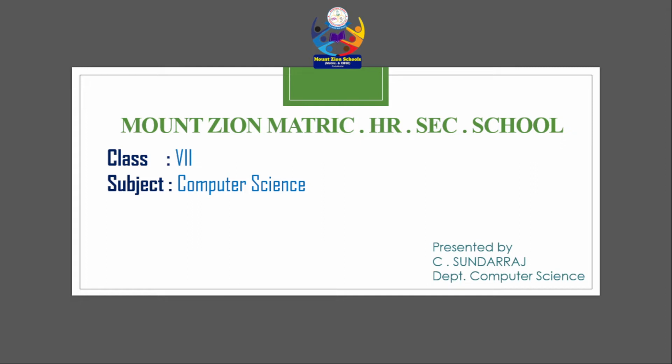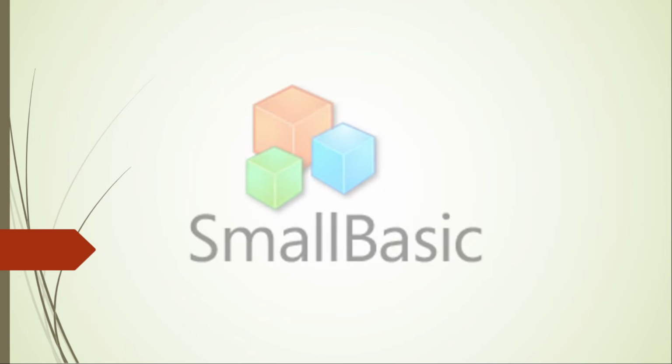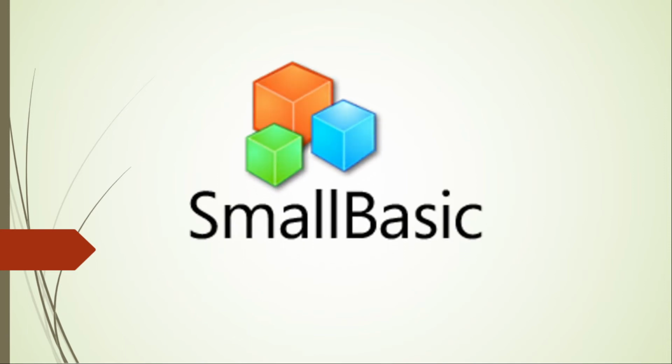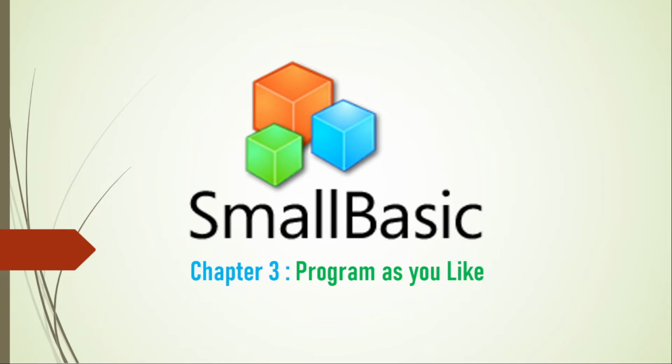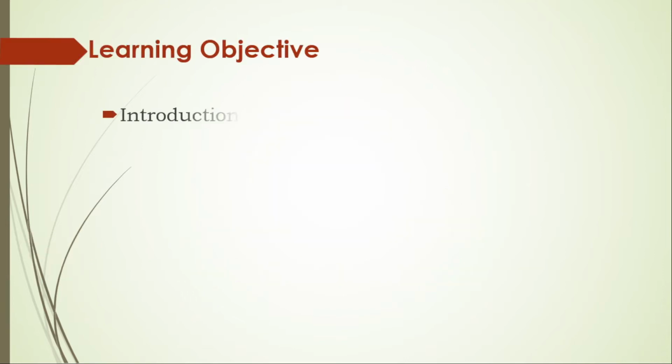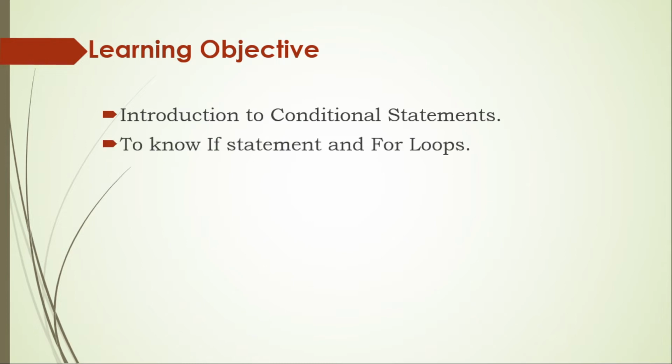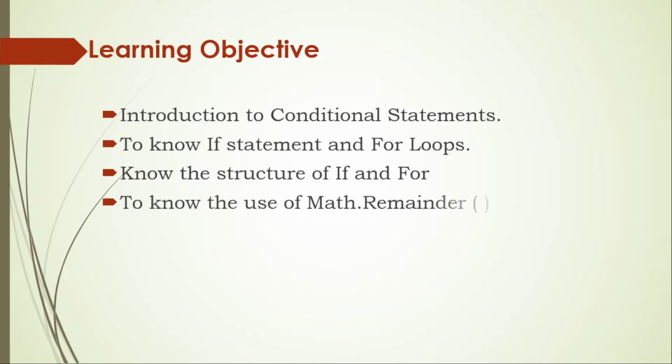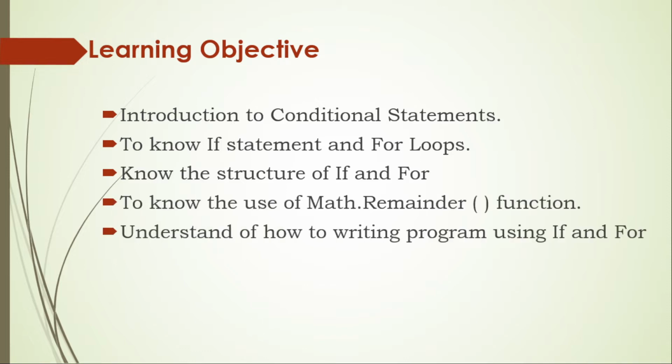In this class, we see Class 7 Computer Science. The unit title is Small Basic and the chapter is 3, Program as You Like. In this class, we see about conditional statement, if statement, for loop and the structure of if and for, Math.Remainder function and writing the program using this if, for, Math.Remainder.